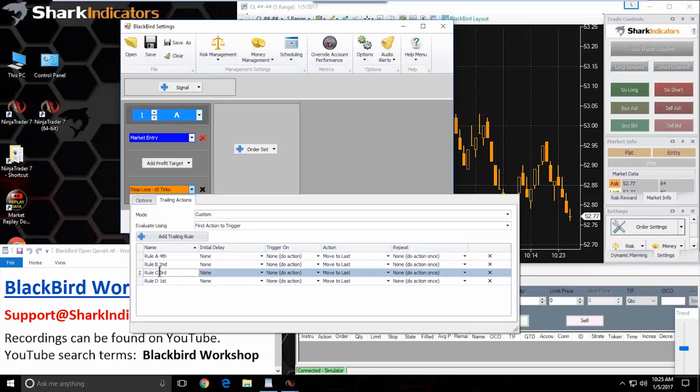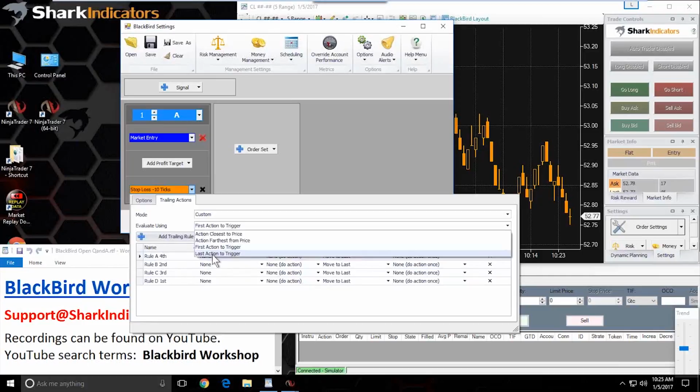So it's only if one of the other rules is trying to execute at the same time that rule A is executing that this priority would get set up, right? And of course the same would be true for last action.